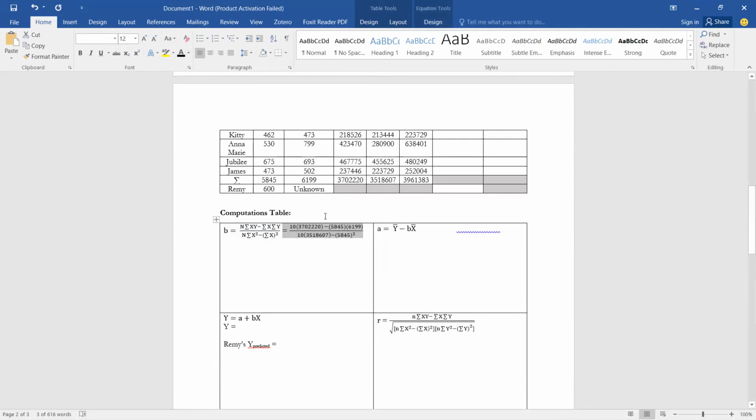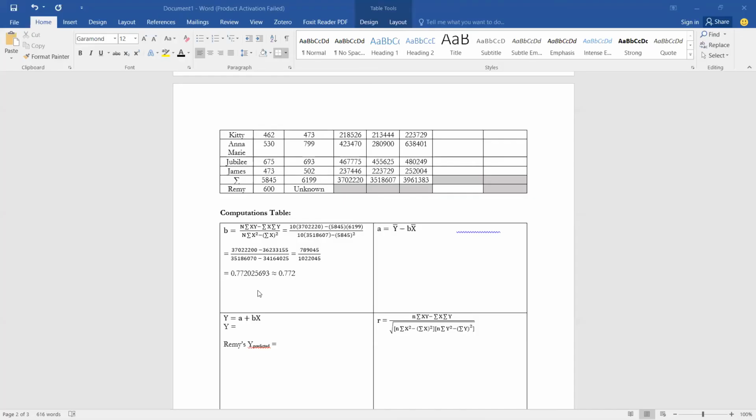So let's check. There are 10 students. This is the sum of x, y. This is the sum of x. This is the sum of y. This is the sum of x squared y. And this is the sum of x. So let's just answer it completely. Don't forget the signs. All are subtraction. So you'll end up with the B coefficient of 0.772.